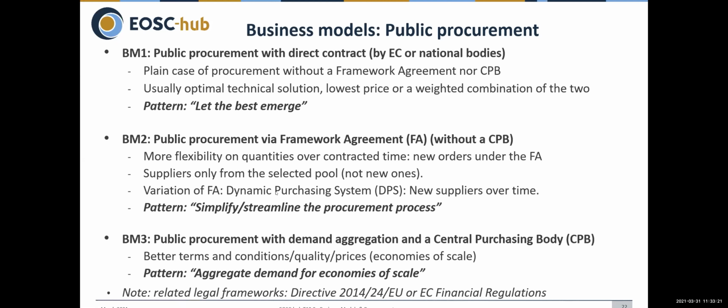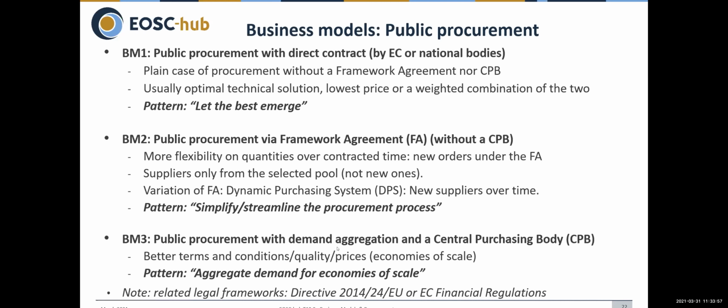Another variation of the framework agreement is the dynamic purchasing system. In this case, new suppliers can be added over time. So this is even more flexible, but the problem is that in order to take this approach, you have to know the requirements very well in advance, and you have to specify them very well, which might not be the case for non-commodity services. So this is more appropriate for commodity services.